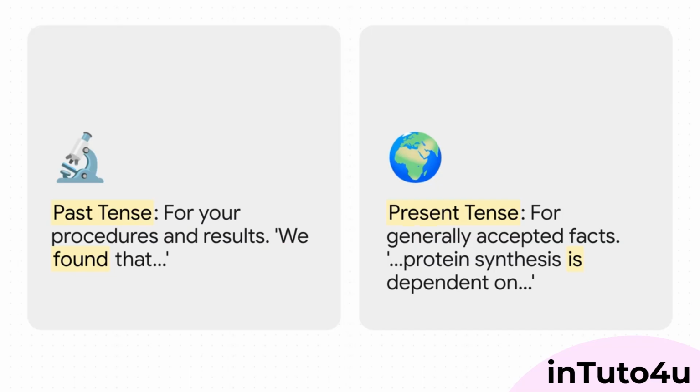Verb tense. This one gets everybody. But there's a pretty simple rule, especially for scientific papers. Use the past tense when you're talking about what you did. We found this. The studies showed that. It already happened. But use the present tense for things that are generally accepted as true facts. The Earth is round, or protein synthesis is dependent on simple, right?